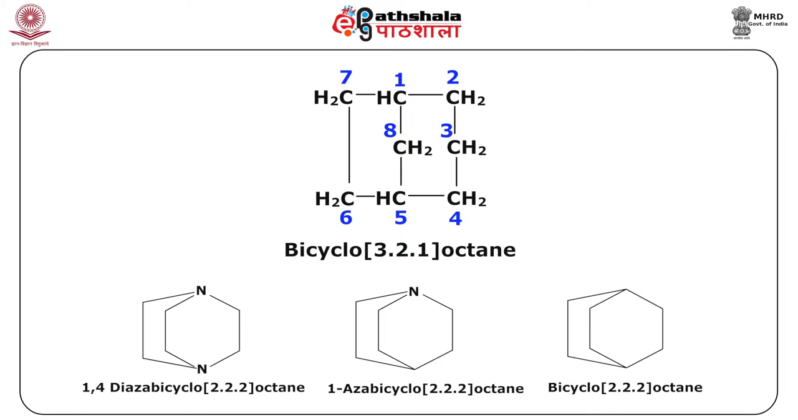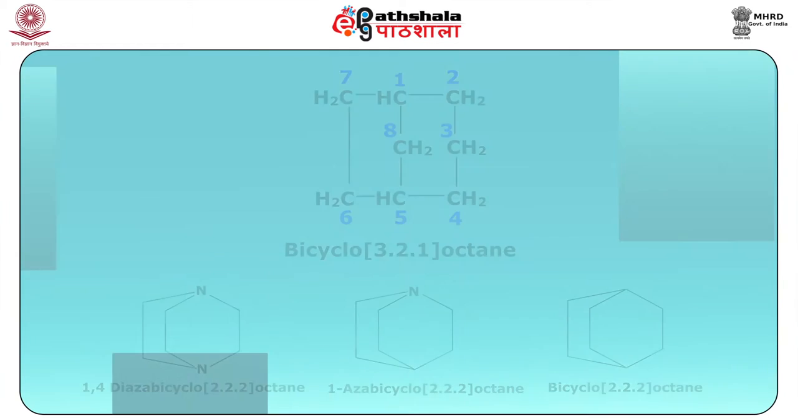Let's look at this through an example. Bicyclo[3.2.1]octane. We move through positions 1, 2, 3, 4, and 5 along the longer pathway, starting from the first bridgehead and reaching the second bridgehead, then moving back to the first bridgehead through the shorter path, which is 6 and 7, and finally from one bridgehead to the other bridgehead again through the shortest path. The numbers are very evidently clear from the given structure.